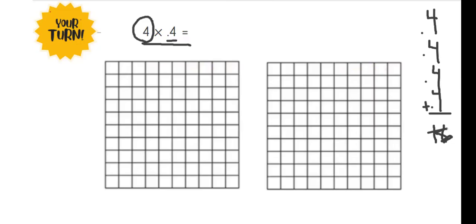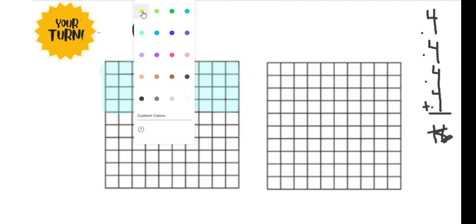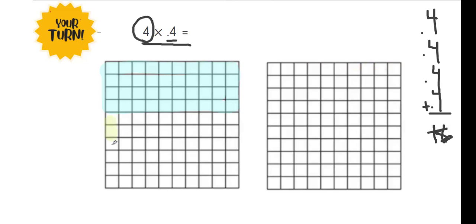And how do we do this on a model? Basically, you're going to add 0.4 4 times. So each time, and I'm doing this one slower because I really don't want you to get confused because it doesn't have a decimal. We're taking 0.4 and we're multiplying it 4 times, or we're adding it 4 times. And each time I'm going to change the color. There's 2 here.